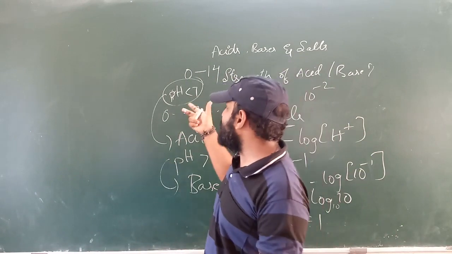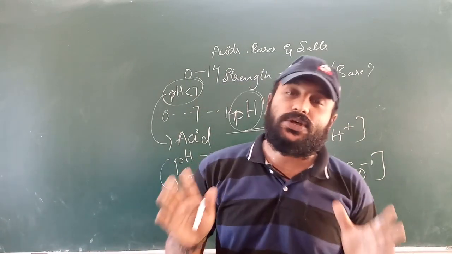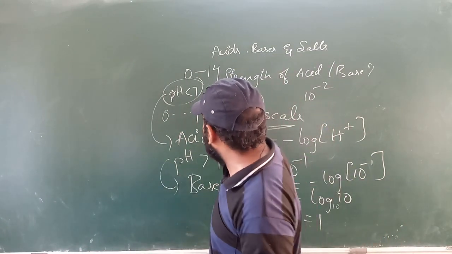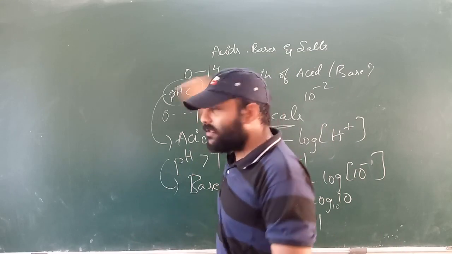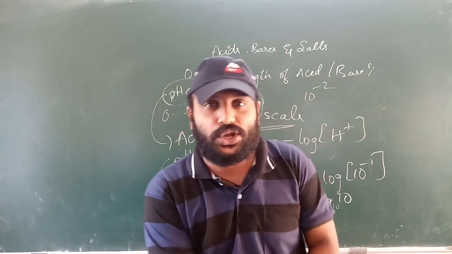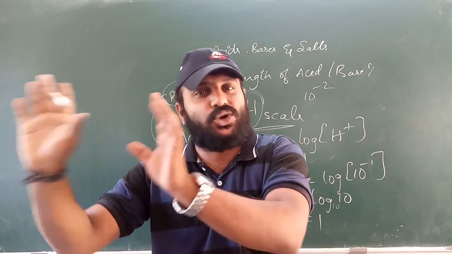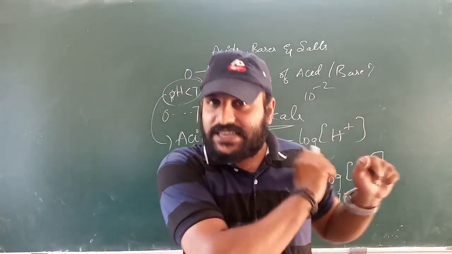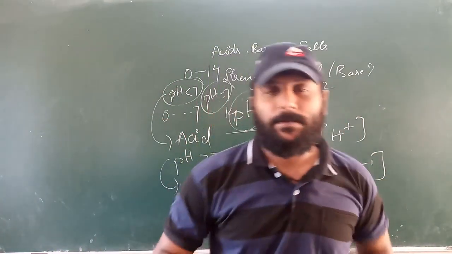If the pH value is greater than 7, we will say that the solution is basic. If the pH value is equal to 7, then we say it is a neutral solution. So, if the pH value is 7, it is a neutral solution; less than 7, it is an acidic solution; greater than 7, it is a basic solution.